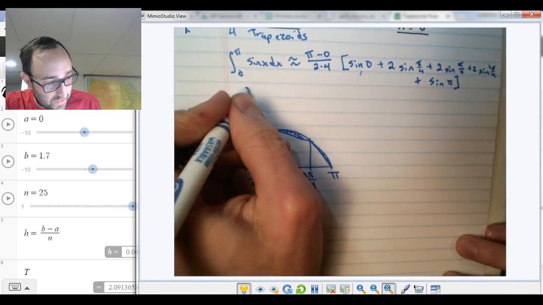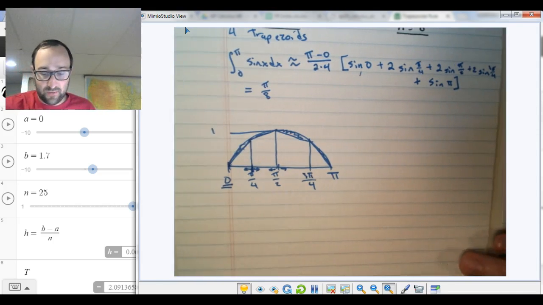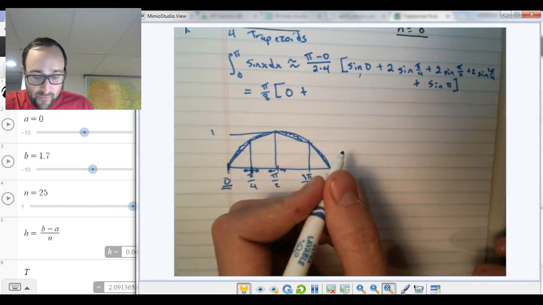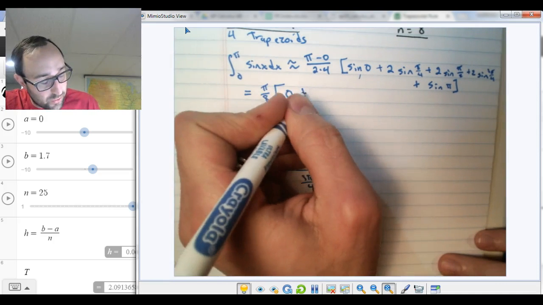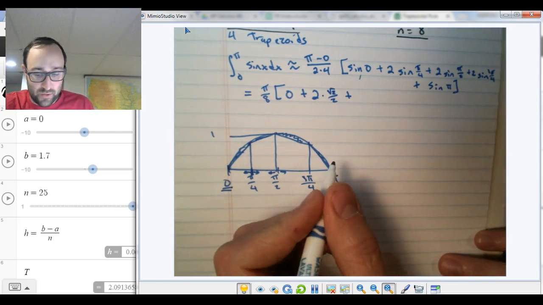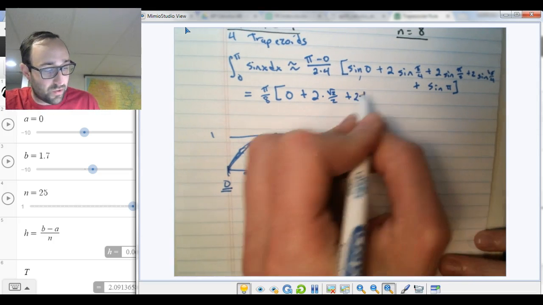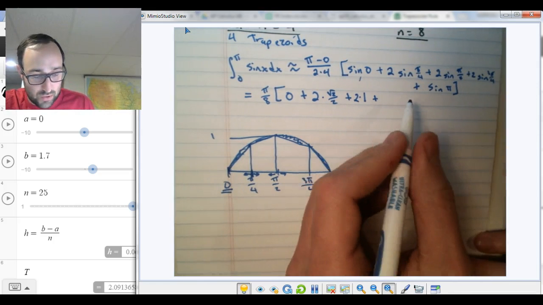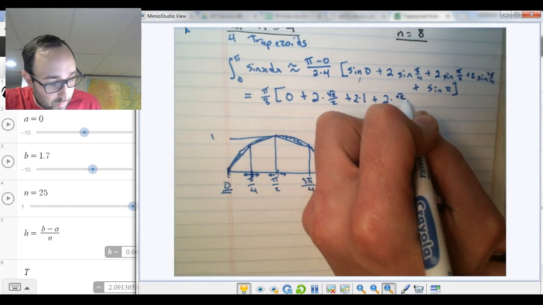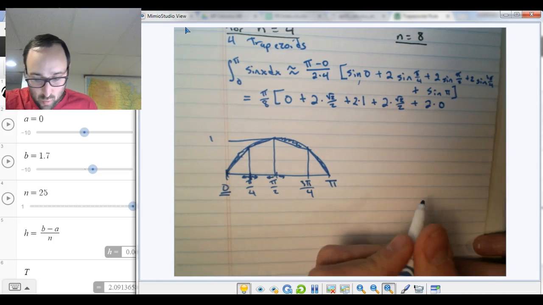Okay, so now let's see if we can maybe simplify this. Pi minus 0 is pi, 2 times 4 is 8, so it's going to be pi over 8. Now let's figure out all those numbers. Sine of 0 is just going to be 0. Sine of pi over 4 is square root of 2 over 2, so it's going to be 2 times square root of 2 over 2, plus sine of pi over 2 is going to be 1, so 2 times 1, plus the next one, sine of 3 pi over 4, which is going to be 2 times square root of 2 over 2 one more time, plus sine of pi, which is going to be 2 times 0.